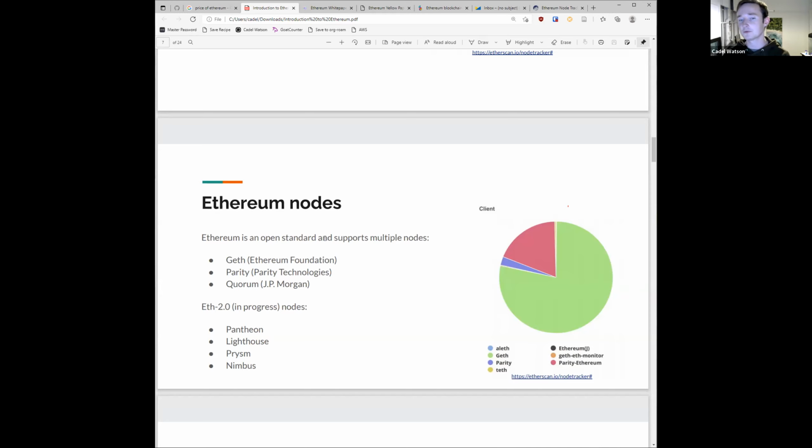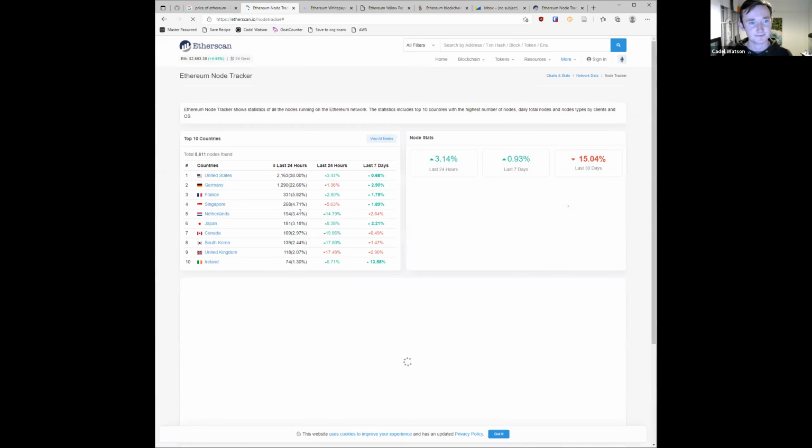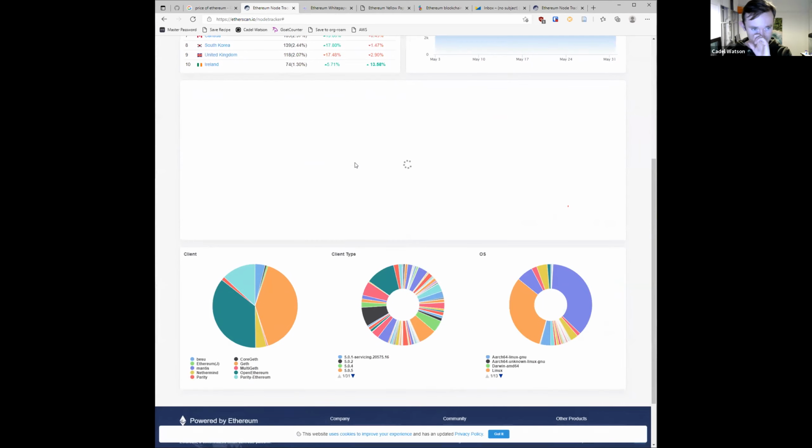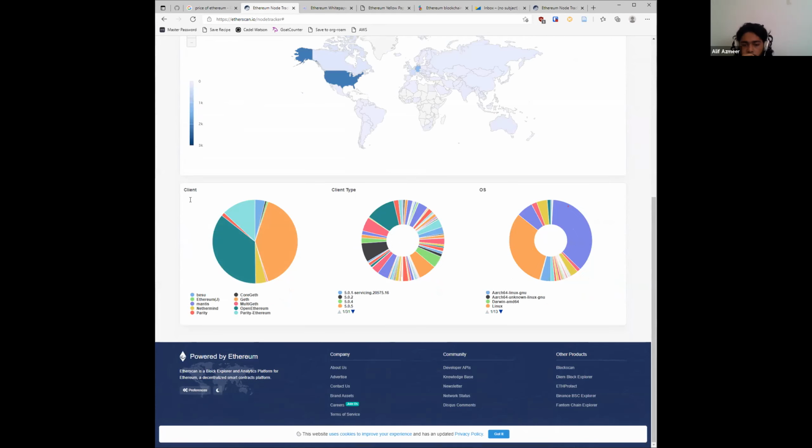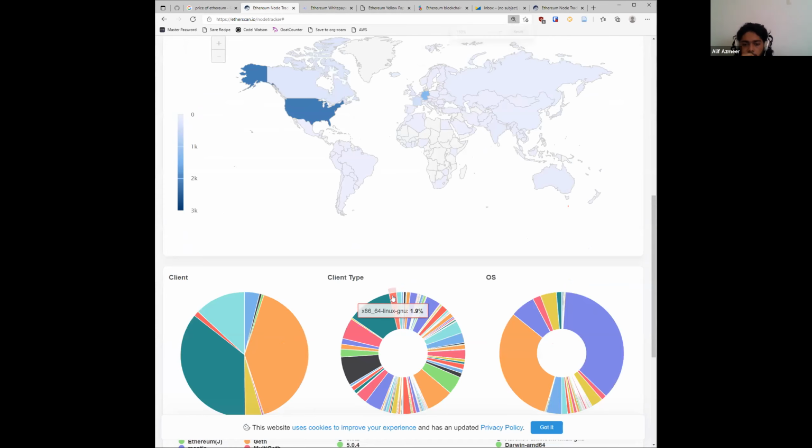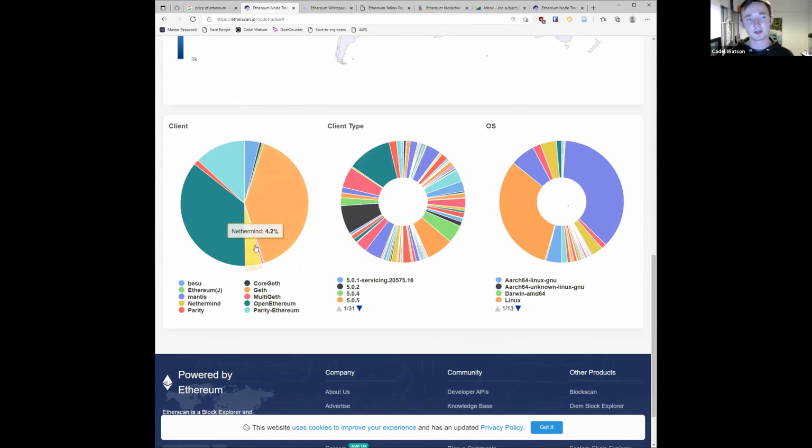And then they got multiple development teams to all build their own clients that connect to the Ethereum network. So on the network, it's not just one program running, it's 5 or 6 different programs made by different development teams that all connect to the network and run the same blockchain programs. So if we look at the node tracker again, and we go down to this client section here, these are all of the different node types that are running currently.